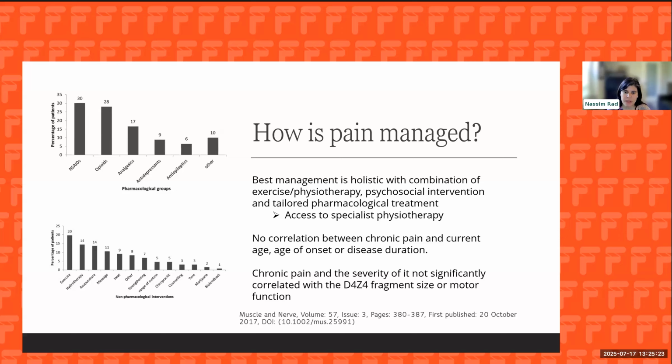the source of pain. Now, we have noticed that there's no correlation between chronic pain and the age of onset or disease burden. So you can have what's considered mild FSHD and still have significant pain, or you can have severe FSHD and have no pain. Chronic pain, again, is not related to the genetic mutation. So you can have a large fragment size or a small fragment size, and you can still have significant pain.